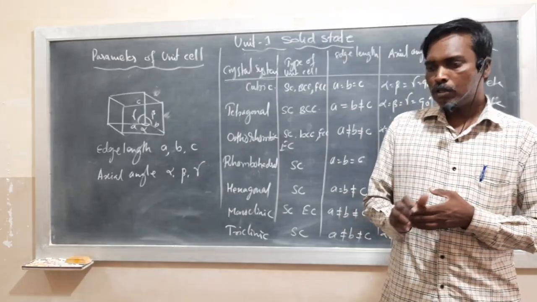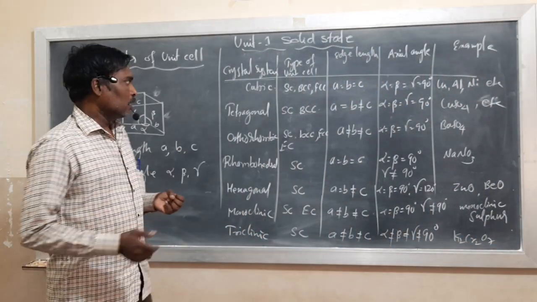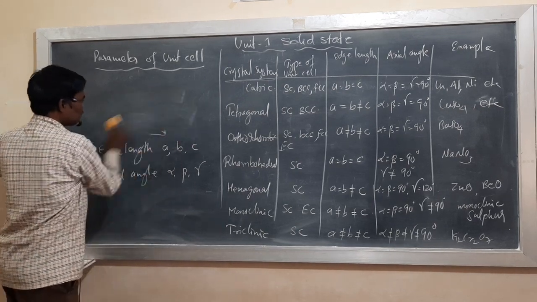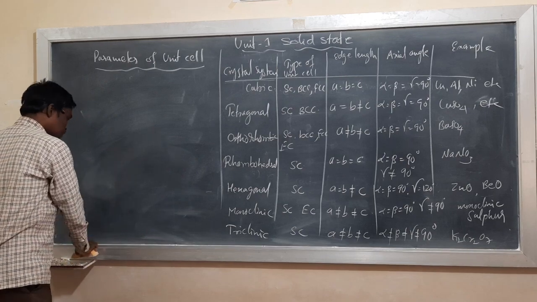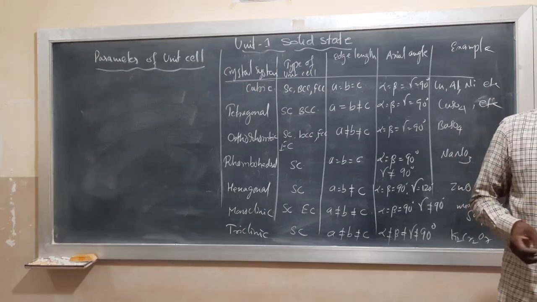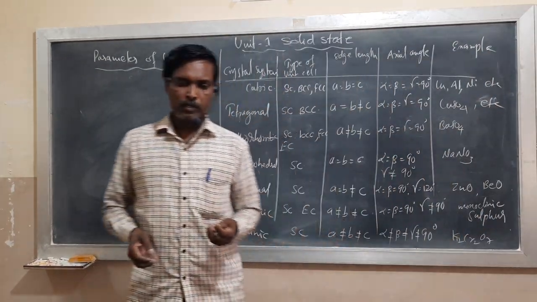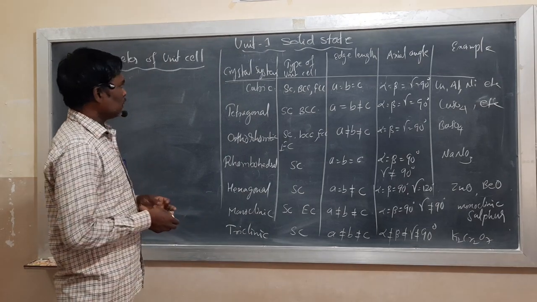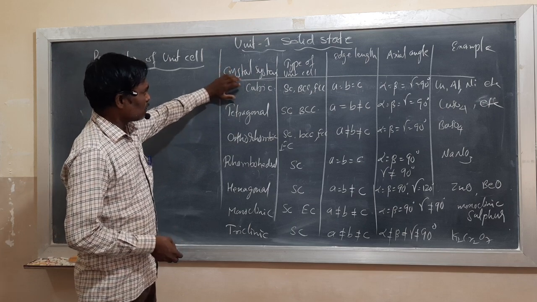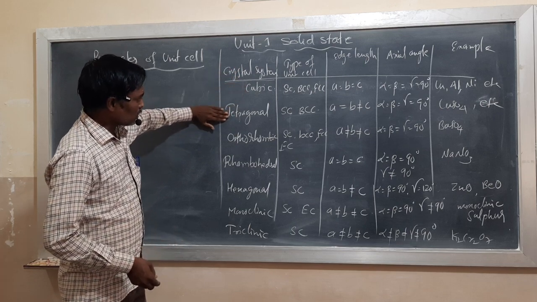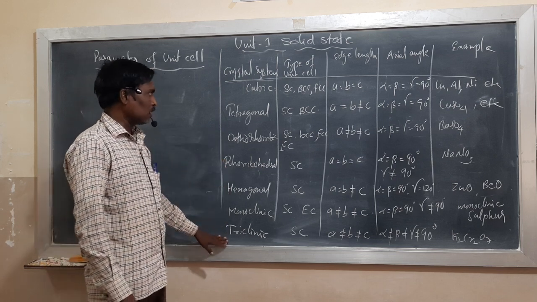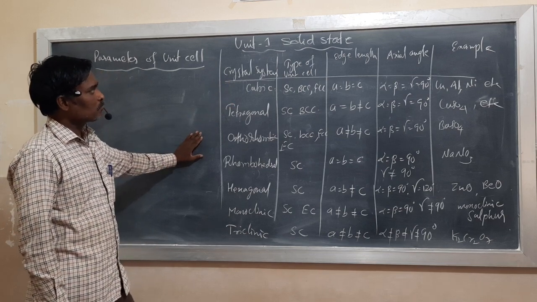Based on these unit cell parameters, one of the scientists called Bravais constructed 7 crystal systems having 14 different types of unit cells. Those 14 different types of unit cells are called the Bravais lattice. Let me go with the different types of crystal systems. The first one is cubic, second is tetragonal, orthorhombic, rhombohedral, hexagonal, monoclinic, and triclinic. So these are the 7 crystal systems.